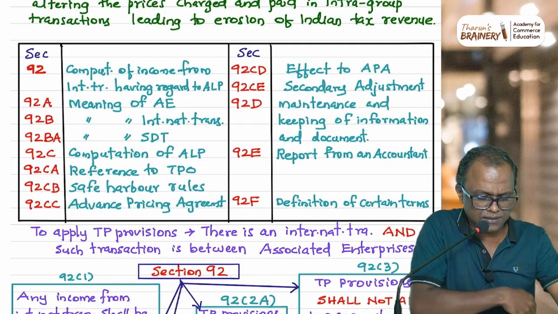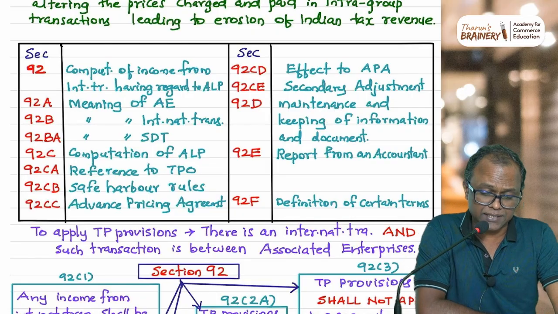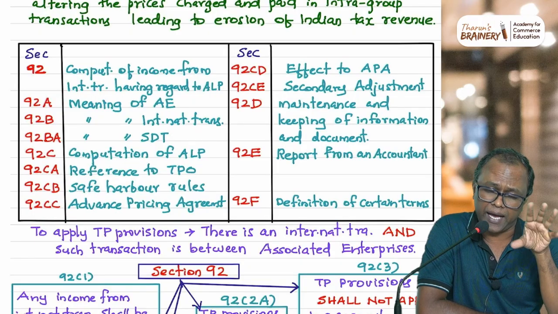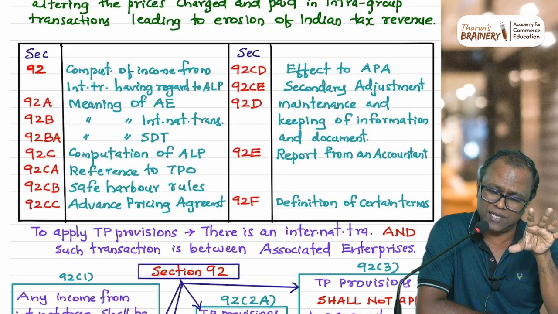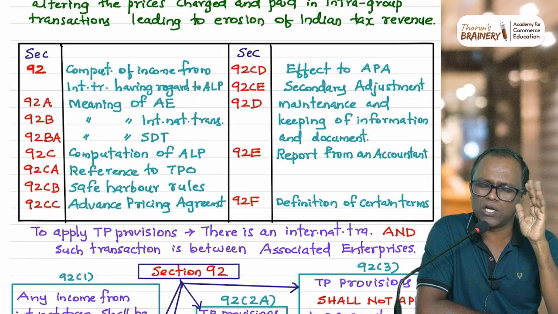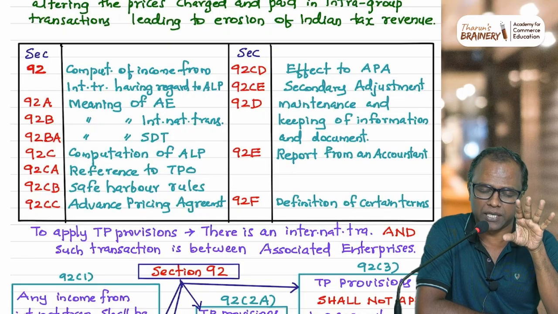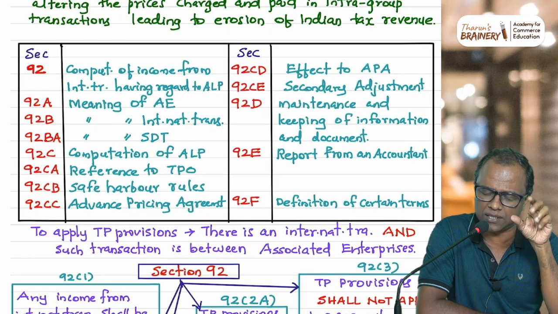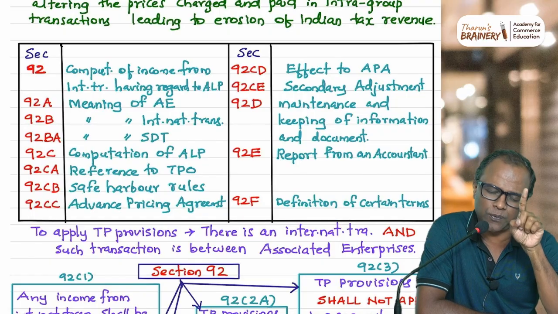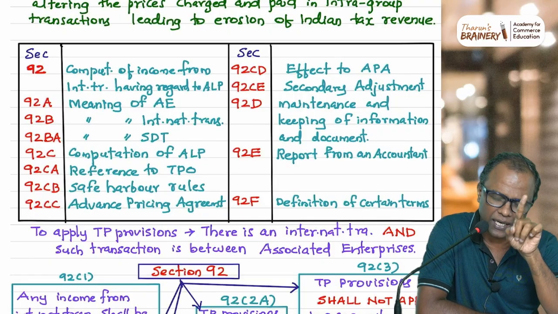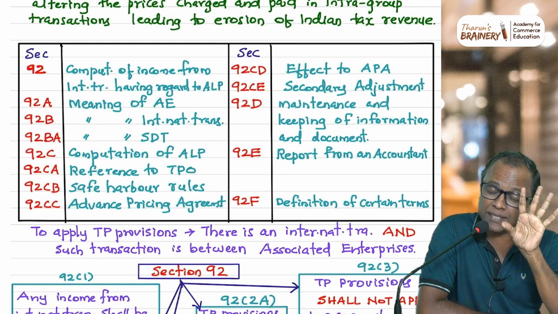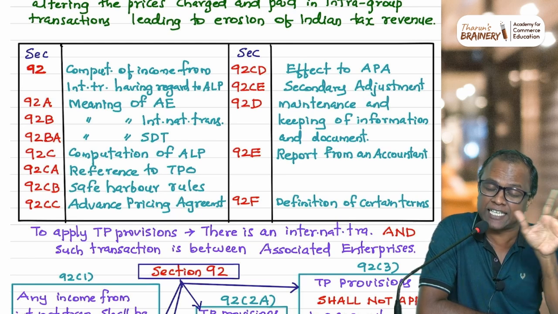And another thing is, sometimes the arm's length price, normally the primary responsibility to find out the arm's length price is vested with the assessee. Department will not find out the ALP. It is your responsibility if you are an assessee carrying on an international transaction with an associated enterprise. Then it is your responsibility to find out the arm's length price and find out the income as per the ALP principle, and as per the methods prescribed under the income tax law.